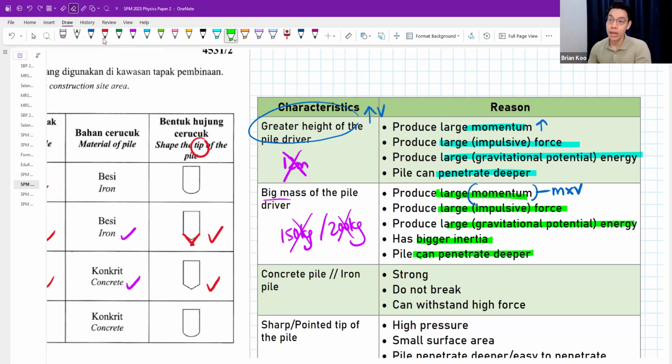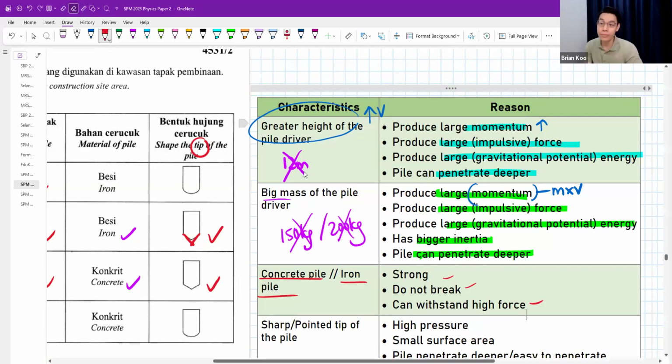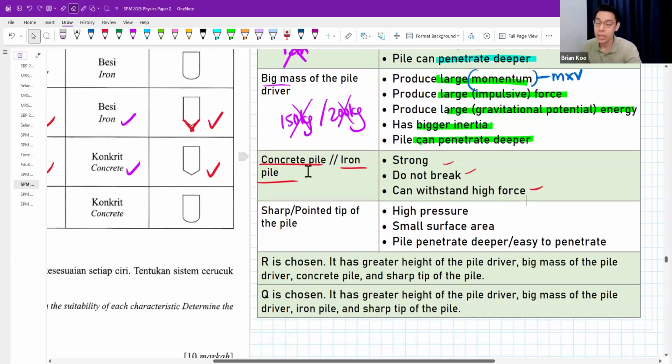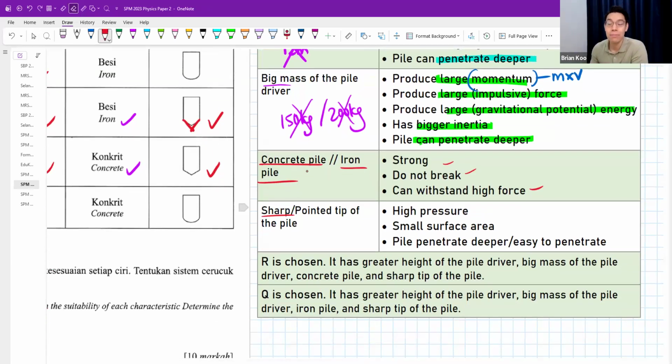Okay, concrete or iron both accepted because they are both quite strong, does not break, can withstand high force. Okay. Sharp or pointed tip of the pile, I want it to be sharp. Why? Because if it's sharp, then the pressure is high. The surface area is smaller or can penetrate easily or deeper. Also can.